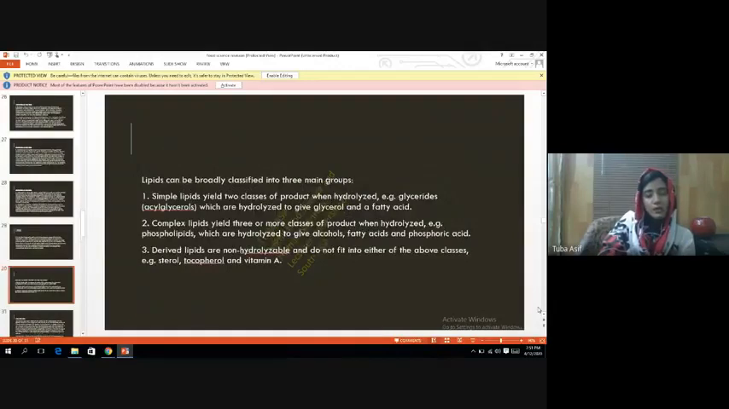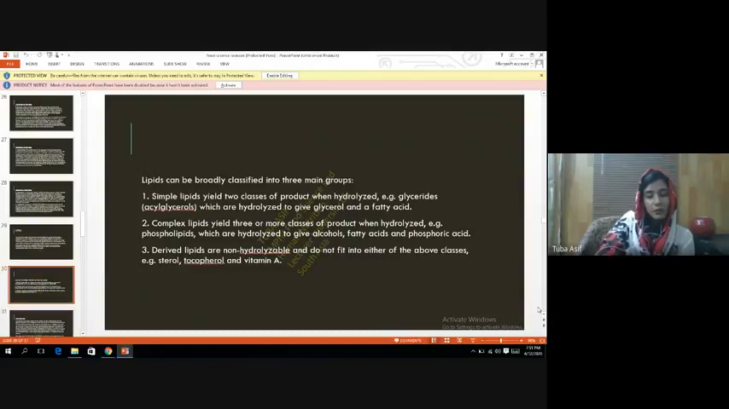Lipids can be classified as simple lipids, complex lipids, or derived lipids. Simple lipids yield two classes of product when hydrolyzed, that is glycerides, which are hydrolyzed to give glycerol and a fatty acid. Complex lipids yield various products after hydrolysis, such as phospholipids, which are hydrolyzed to give alcohols, fatty acid, and phosphoric acid.